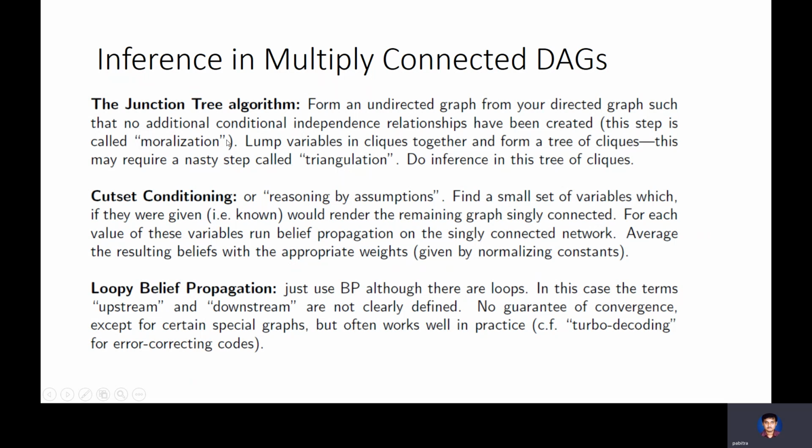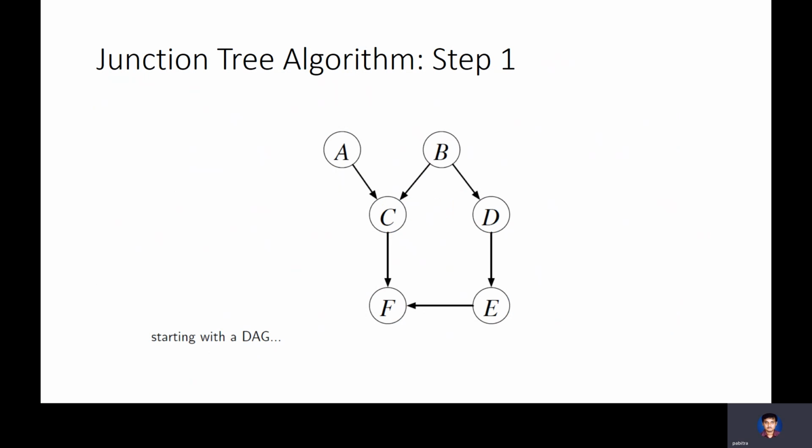Let me explain the junction tree algorithm. What I'll do in the junction tree algorithm is describe a method which will convert a multiply connected DAG to a singly connected DAG by lumping some of the variables. And I'll describe that process. And once it becomes singly connected, then you follow the previous procedure of belief propagation. Okay, so the algorithm is like this. You are given a multiply connected DAG. Here is an example with directed edges.